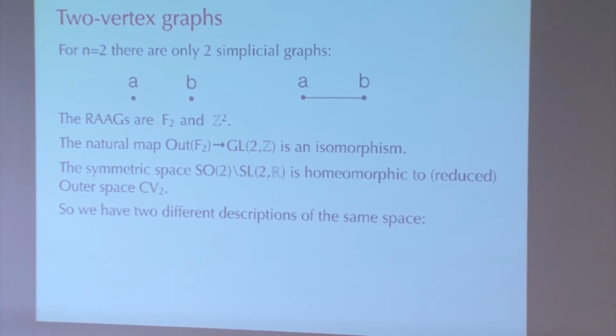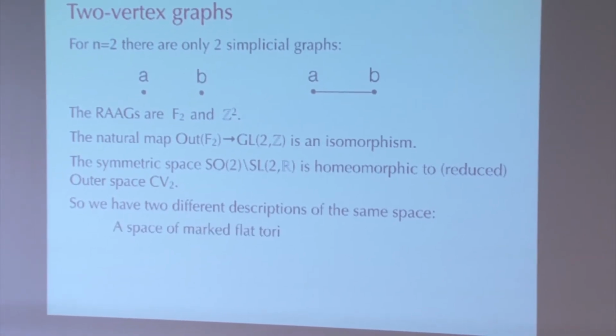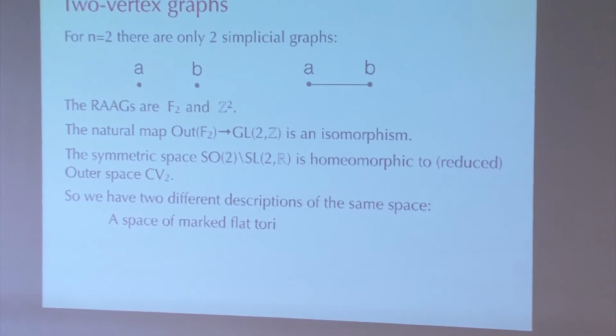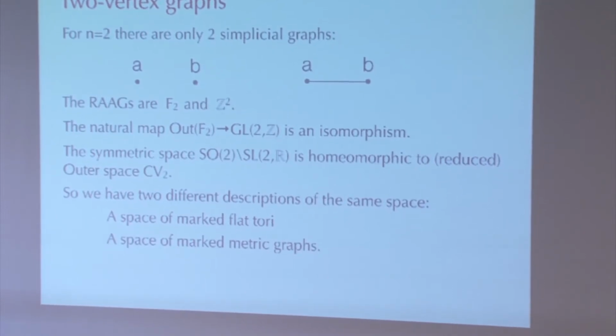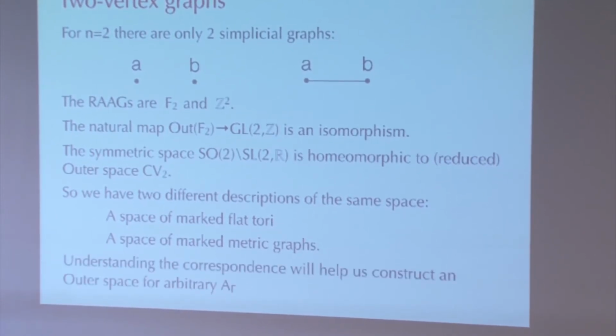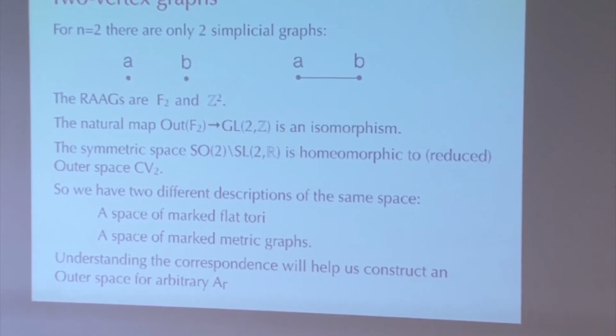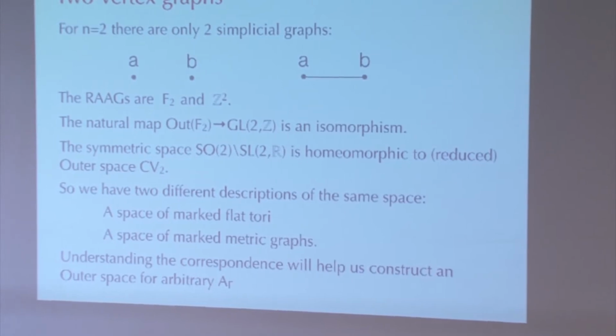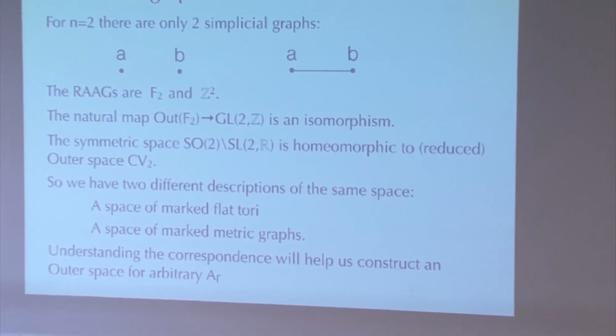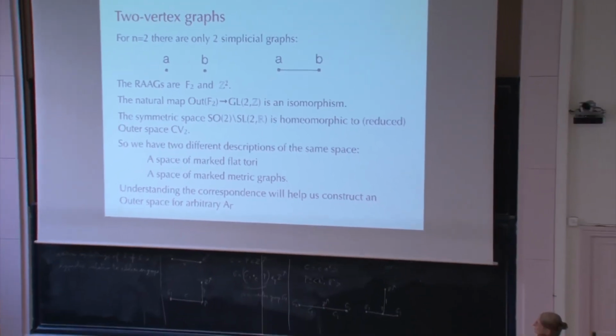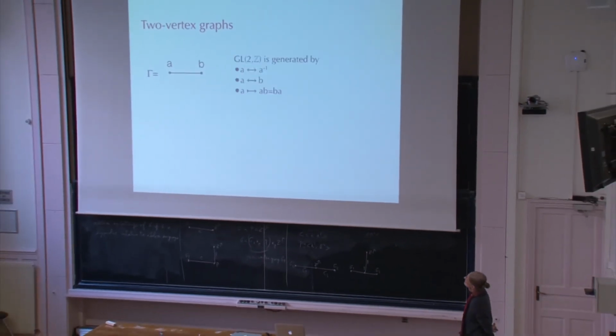So we've got two different descriptions of the same space. One is a space of marked flat tori, and one is a space of marked metric graphs. And it turns out it's useful to understand the correspondence between these two descriptions, because that'll help us to construct an outer space for an arbitrary right-angled Artin group. So let's start with this one.